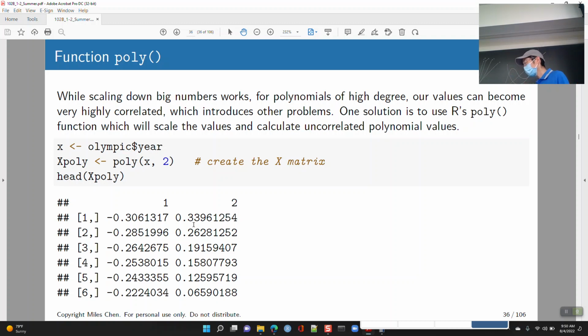So poly will create uncorrelated values within the range of values that you have for x. That's what poly is going to do, and that will allow you to isolate out the second order or third order effects of those variables.